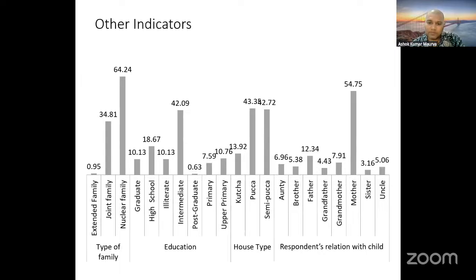Now, if you see the housing structure, around 43% are pakka and semi-pakka, and on the relationship, around 50% of respondents are mothers, followed by fathers at around 13%. So it shows that mothers are one of the most prime caregivers for the children.